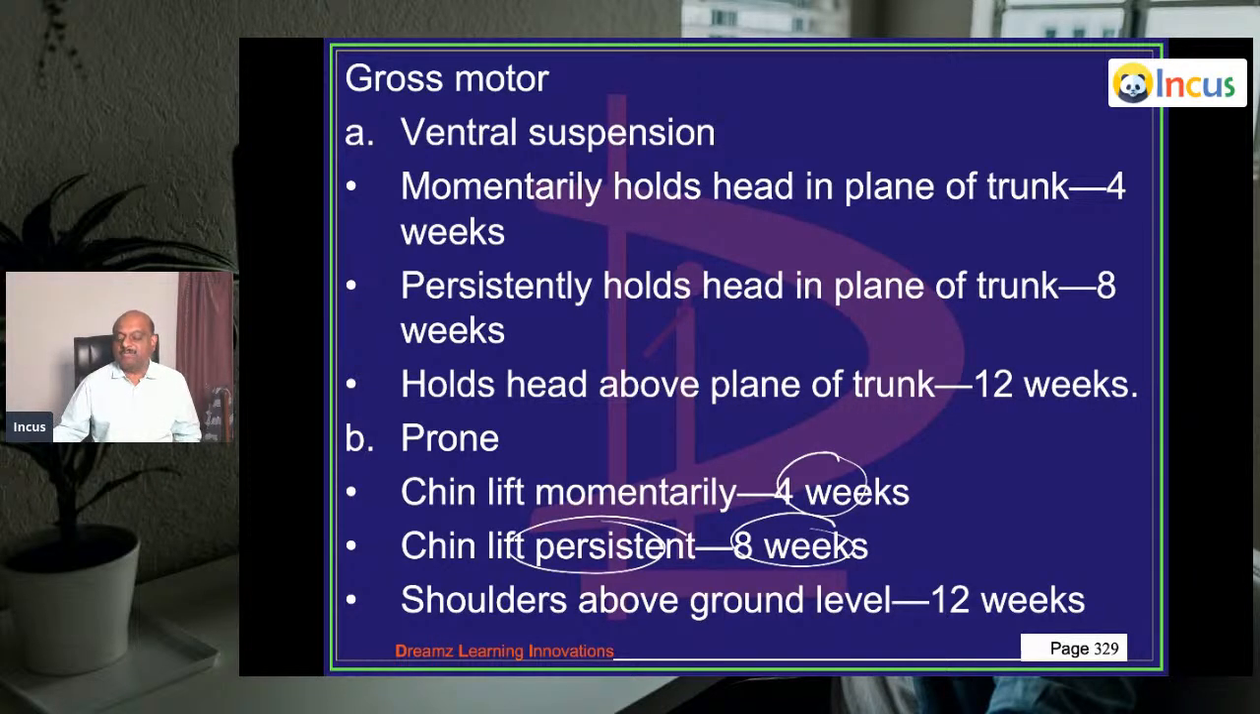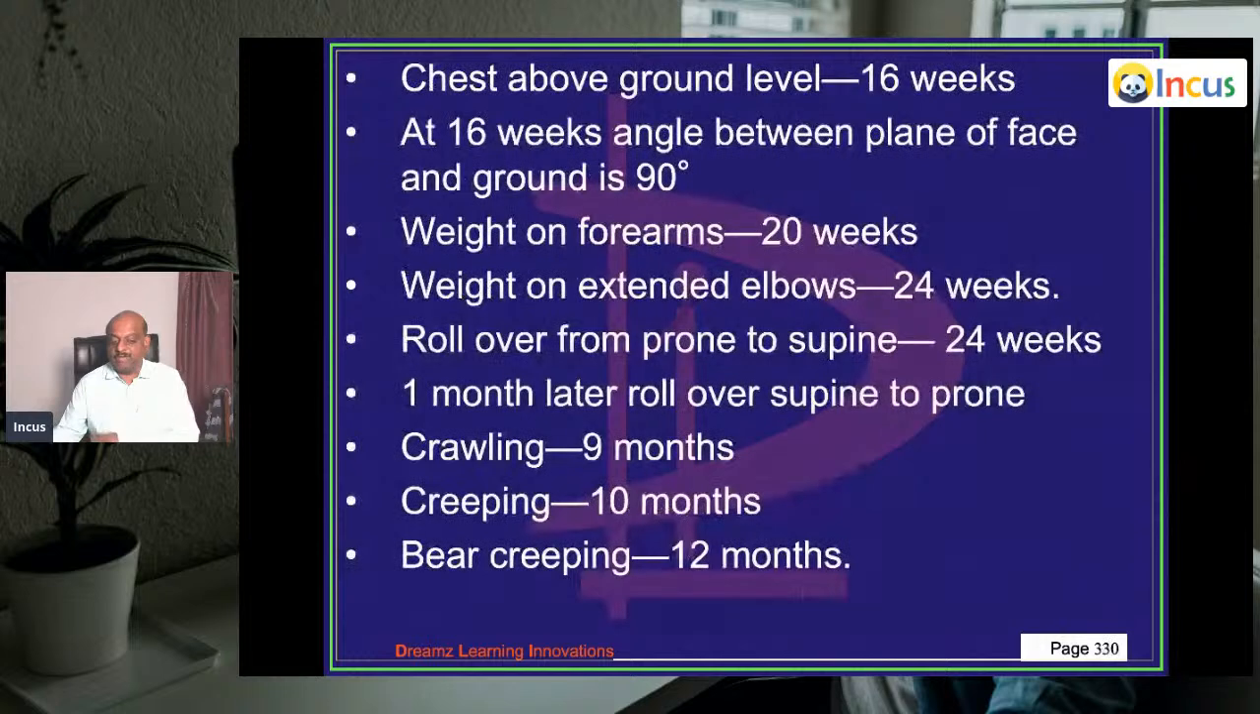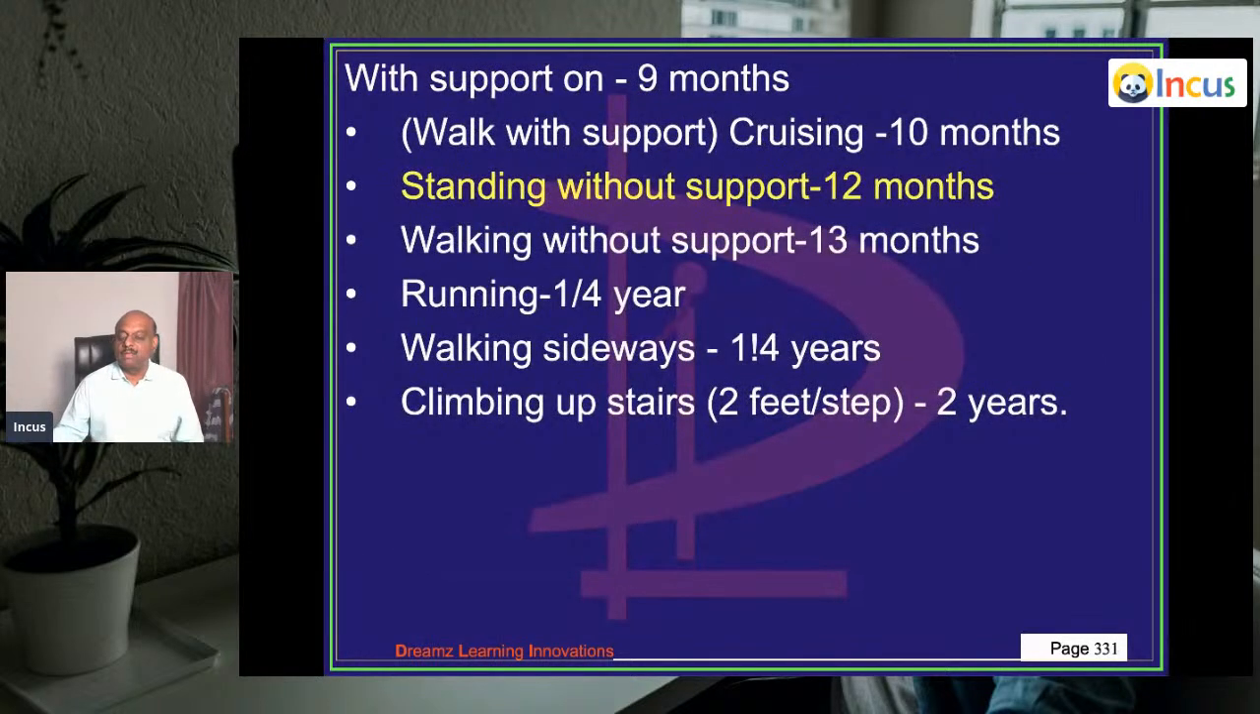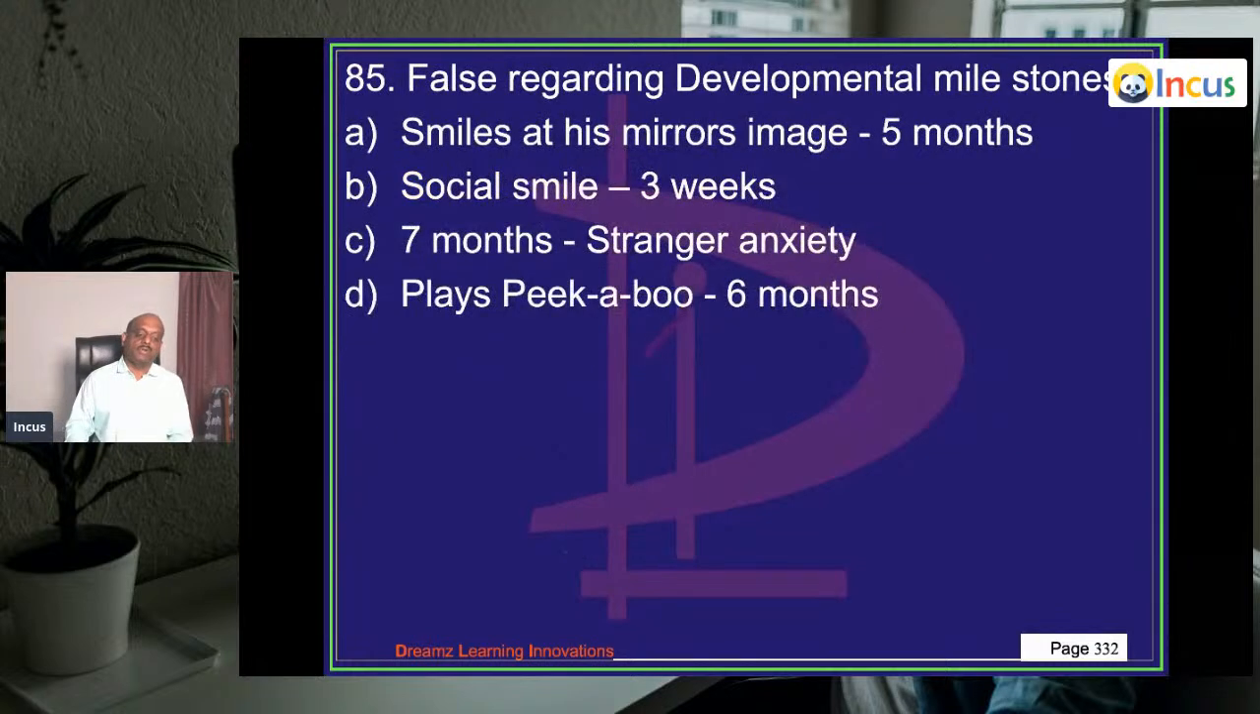Chin lift persistently, 8 weeks. Shoulder above the ground, 12 weeks. Holds the head above the plane of trunk, 12 weeks. Persistently holds the head in the plane of trunk at 8 weeks; momentarily, 4 weeks. That is ventral suspension. So, doctor, crawling 9 months, creeping 10 months, bear creeping 12 months, then standing without support 12 months, walking without support 13 months, running typically, climbing upstairs 2 years. Everything you should know.